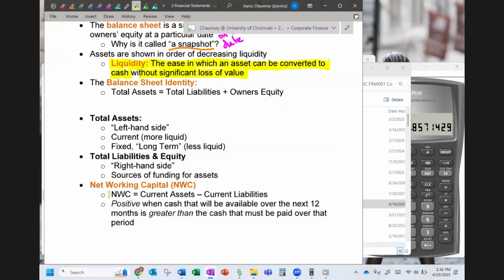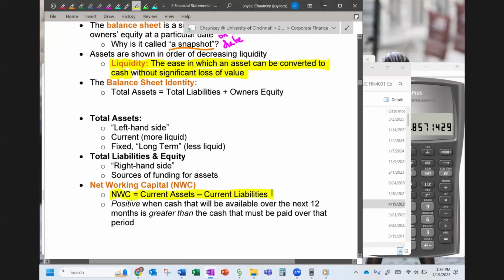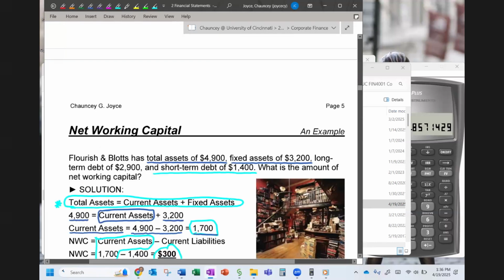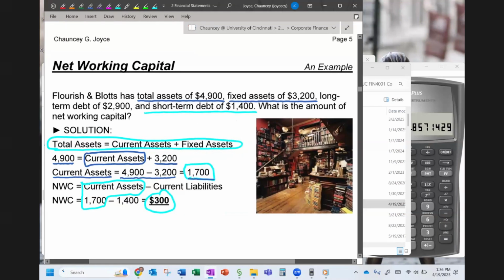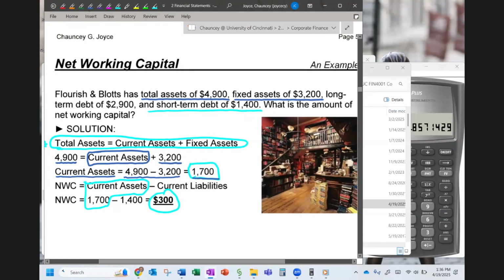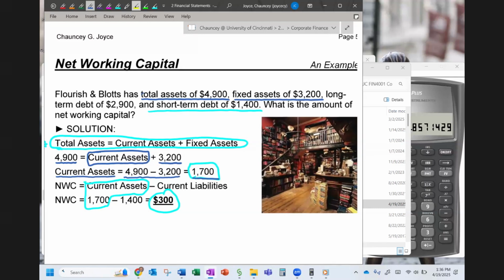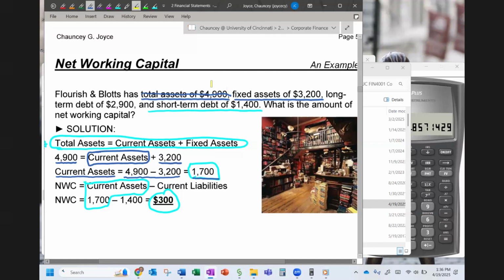Flourish and Blotz has total assets of 4,900, fixed assets of 3,200, long-term debt of 2,900, and short-term debt of 1,400. What is the amount of net working capital? So let's try to do this. We have total assets, and we can dissect total assets into current assets and fixed assets. So if we have total assets of 4,900, we're going to put that on the left-hand side, and we're searching for current assets. We know fixed assets are 3,200, so the only missing variable is current assets.